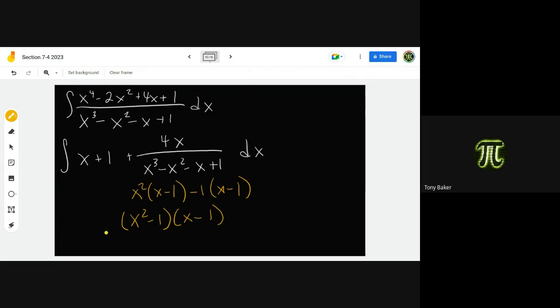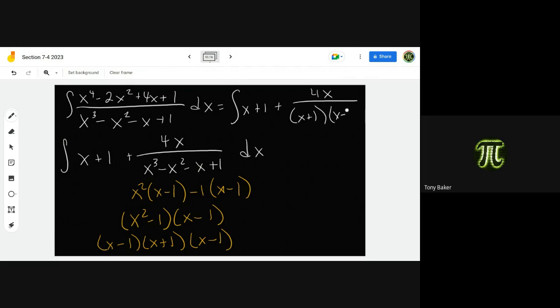Then x squared minus 1 is the difference of 2 squares, so it's x minus 1, x plus 1, and x minus 1. So this problem becomes x plus 1 plus 4x over x plus 1, x minus 1 squared.